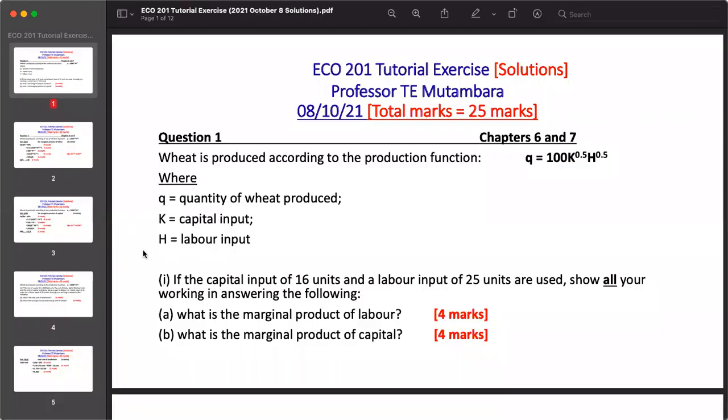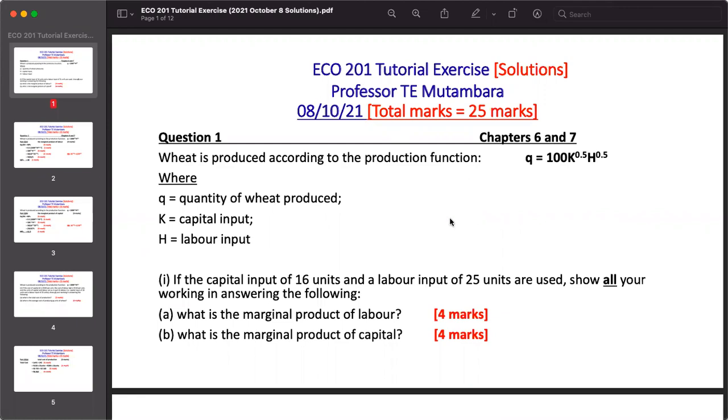This is Bahlala. We'll be going over the tutorial that is due today, that you should have submitted. So without wasting any time, let's jump straight into it. The focus is on chapters 6 and 7. You need to be aware of what those chapters entail. And yeah, it is important.